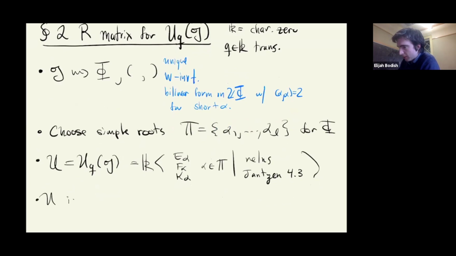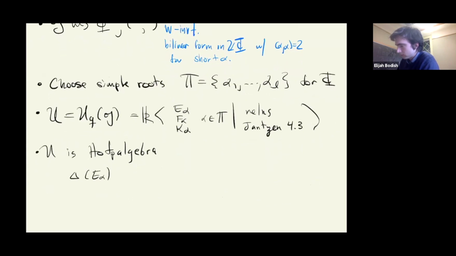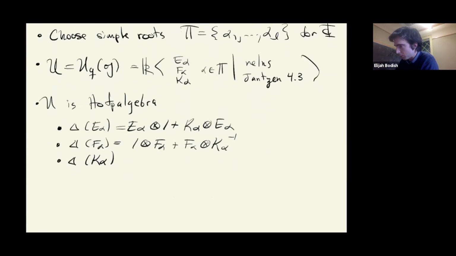Again, U is a Hopf algebra with comultiplication given by these formulas. As I'm writing these down, just remind yourself that what we're doing is trying to relate delta and delta op, and you can see from these formulas that delta and delta op will be different. And there's, of course, the counit and antipode, and you can see those in section 4.8 of Jantzen.